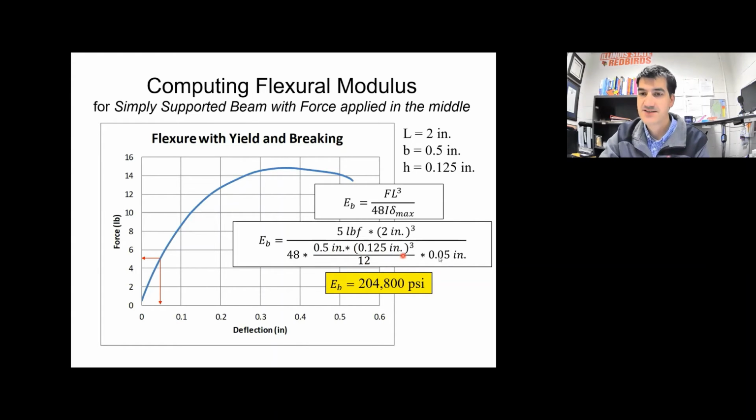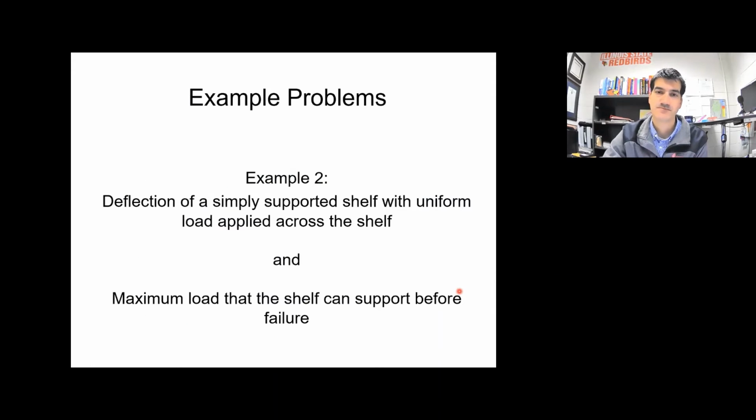And then we multiply that times delta max, which, like I said, was 0.05 inches. And when you solve all of that and you carry through your units and cancel them out, what you end up with is 204,800 psi as the flexural modulus for this material. All right, that is the first two questions on page 87.